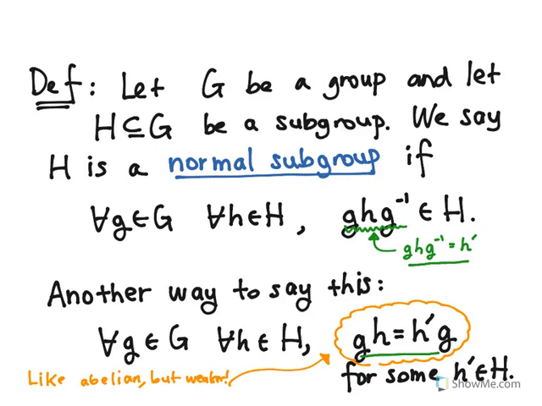And the reason I sometimes find it helpful to think of this condition in this second way is that the equation gh equals h prime g kind of looks like the condition of being abelian. It's like being abelian, except it's weaker, because I'm not necessarily saying that gh is equal to hg. I'm only saying that gh is equal to h prime g for some element h prime in the subgroup capital H.